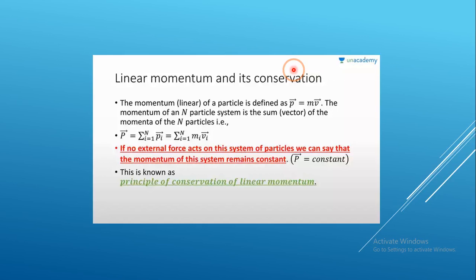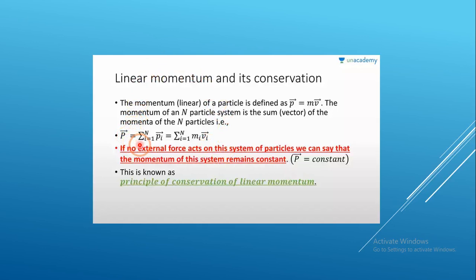So, according to that, the momentum of a system is the vector sum of the momenta of n particles. That is, if I consider the momentum of the system as P, for n particles I can write it as the summation of Pi, with i going from 1 to n. If P is equal to mv, then the summation for i going from 1 to n is given by mi vi. If no external force acts on this system, the momentum will remain constant.